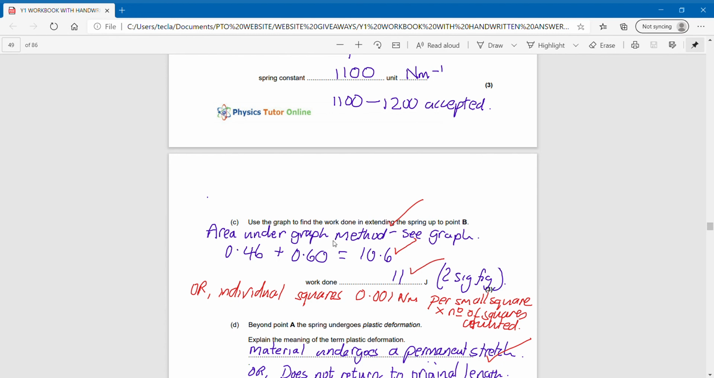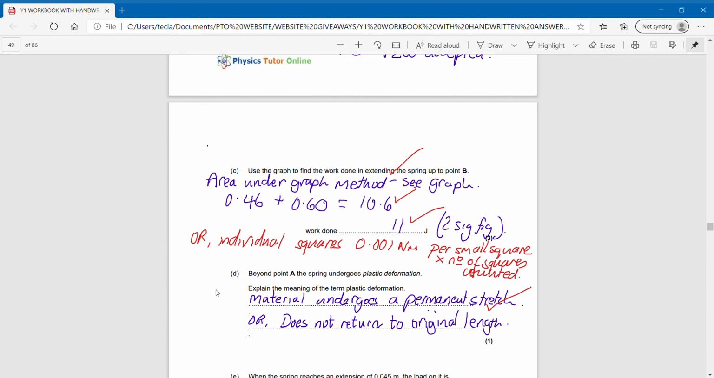So 1 mark for actually attempting an area under the graph method, 1 mark for calculating, adding those values together, and 1 mark for the final value. You can do an individual squares method here, where each square would be 0.001 newton meters, and then multiply that by the total number of squares. There are various ways of doing it. If you've arrived at an answer which is close, then I think the mark will be given.